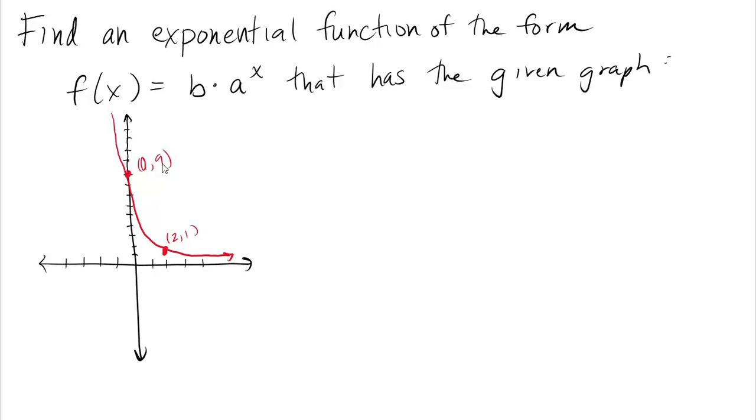We can do this by translating what these points mean in terms of the function notation. The point (0, 9) means that when we plug 0 in for x, the output is 9. Or another way to say that is that f of 0 must be equal to 9.